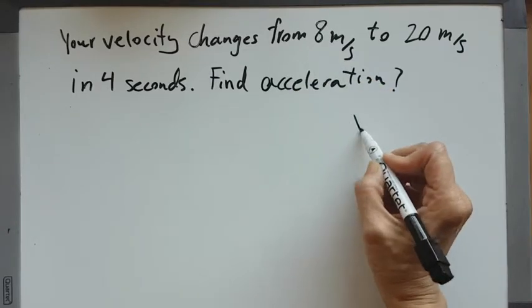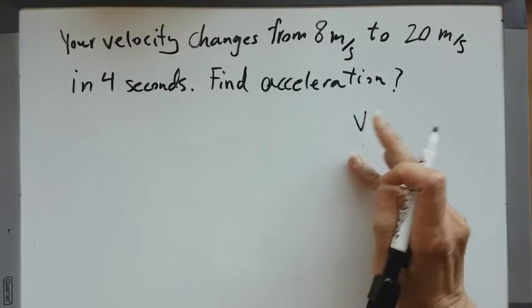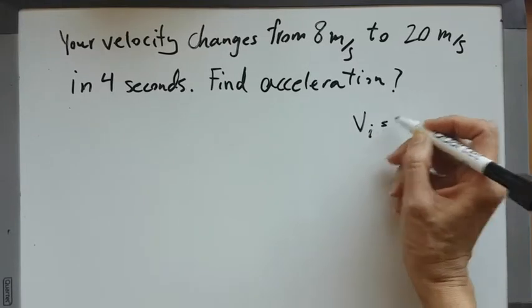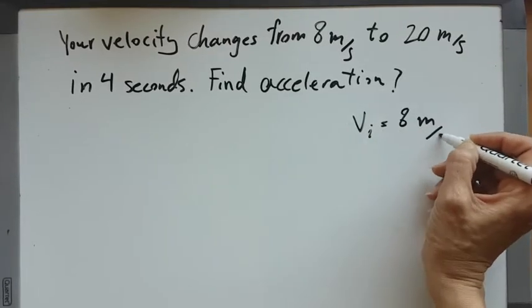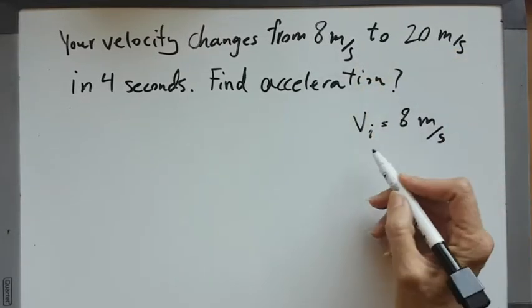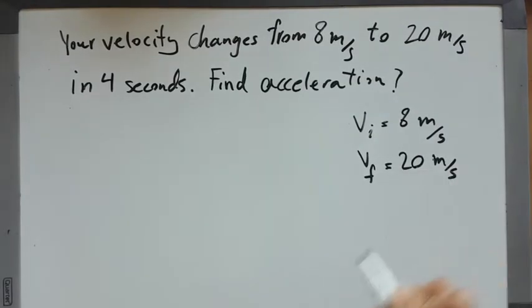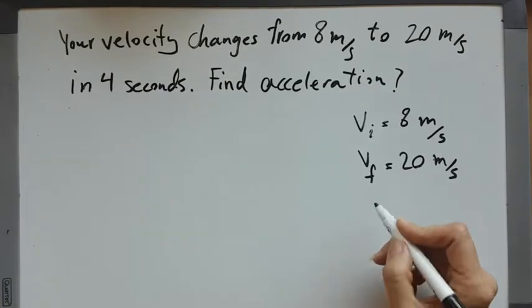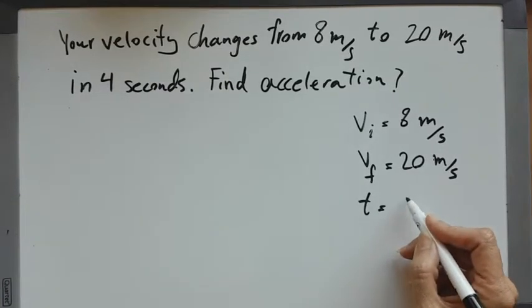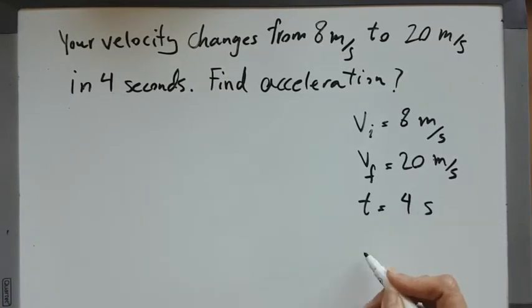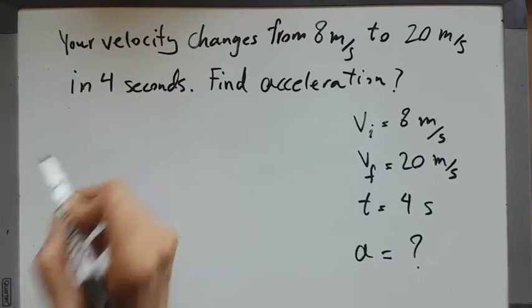So the initial velocity in here equals 8 meter per second, and the final velocity V final equals 20 meter per second. In 4 seconds, of course, the time is 4 seconds. Now I am looking for acceleration. I have to write this part. This is very important. Now I write my formula.